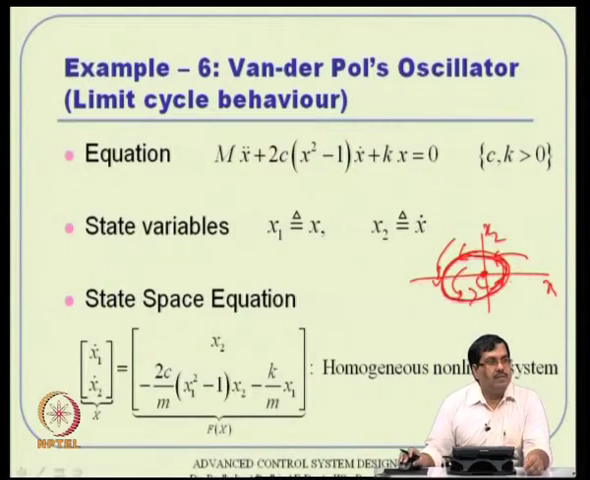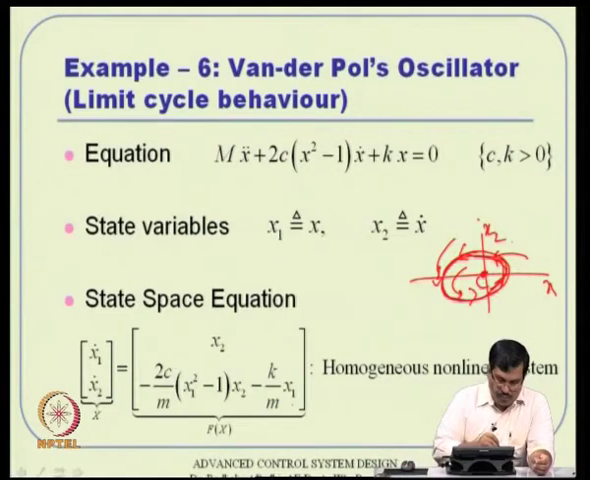So, if you really want to get out of this limit cycle and go towards the equilibrium point, then your control system should do a proper job. That is why these are some of these benchmark problems.